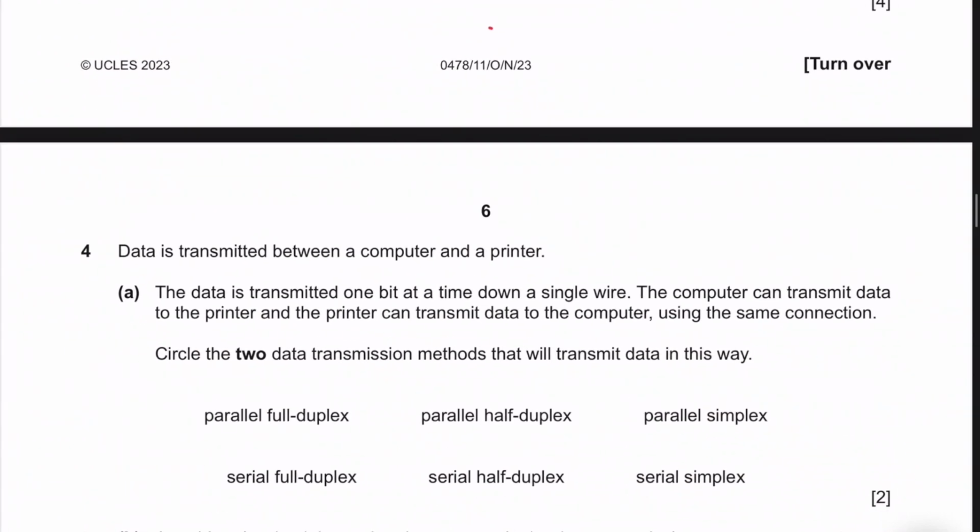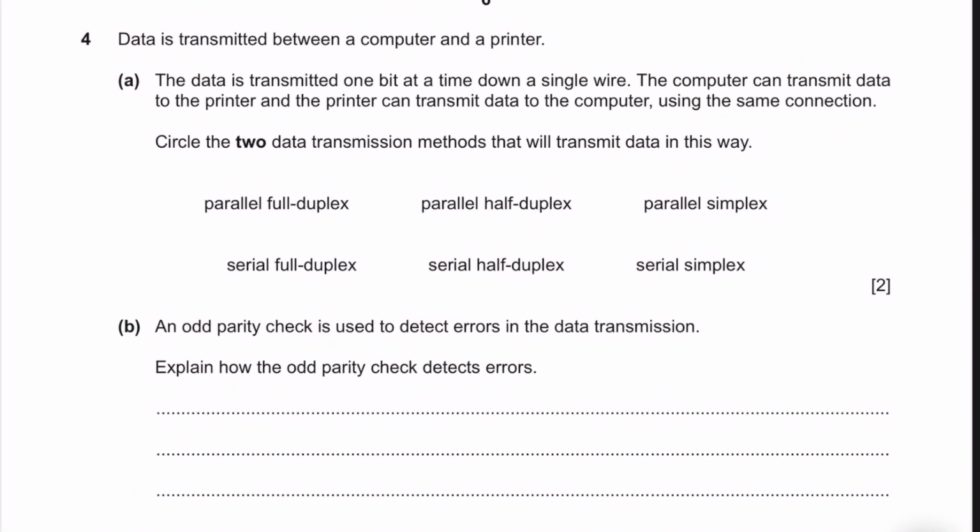Okay, question 4. Data is transmitted between a computer and a printer. The data is transmitted 1 bit at a time down a single wire. The computer can transmit data to the printer, and the printer can transmit data to the computer using the same connection. Circle the 2 data transmission methods that will transmit data in this way. Well, simplex, no, because simplex is only in one direction.